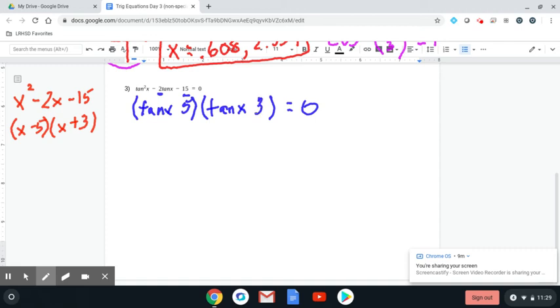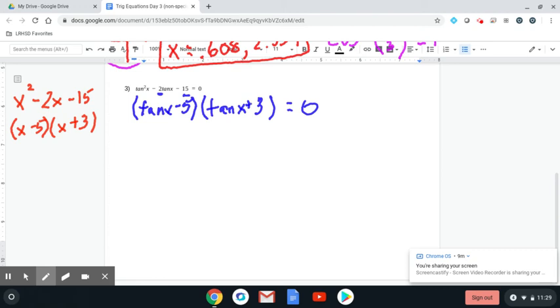And then since that 2 is technically negative, the 5 would have to be negative and the 3 would have to have a positive sign in front of it. So this would factor into tangent x minus 5, tangent x plus 3. Okay, so once you guys have this factored, again, just a little refresher.